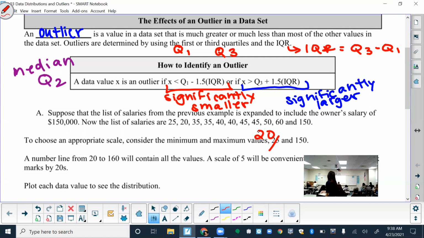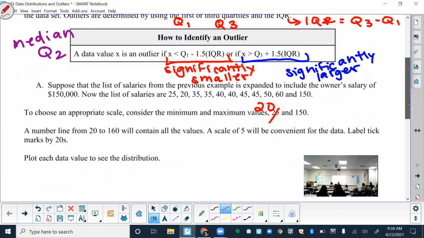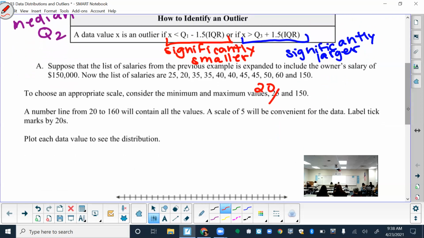So we need to create a number line that now includes our new data point. It says down here, a number line from 20 to 160 will include all the data points, and a scale of 5 will be convenient for the data, because the data goes up by 5s. There's no numbers in between these. So they already made the number line for you.